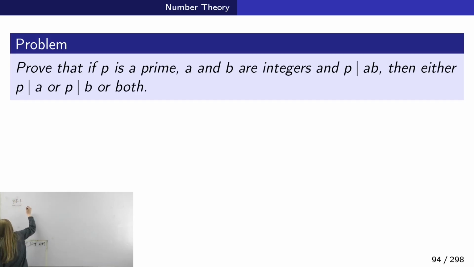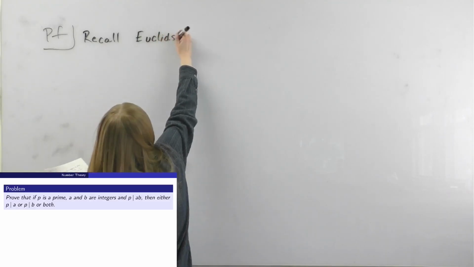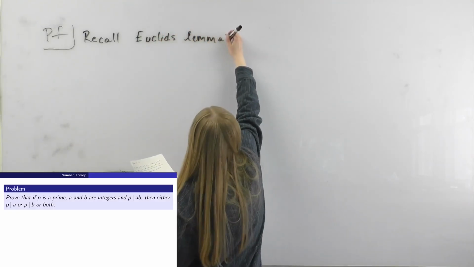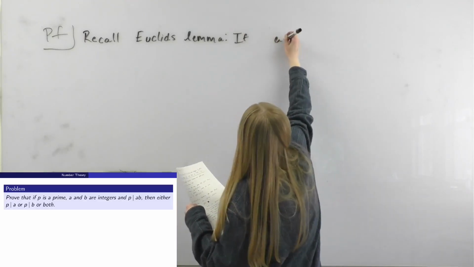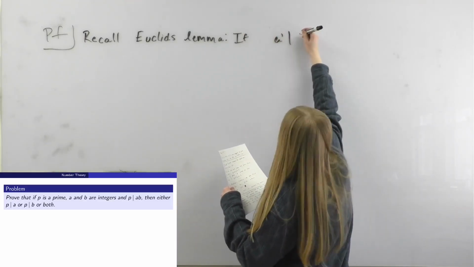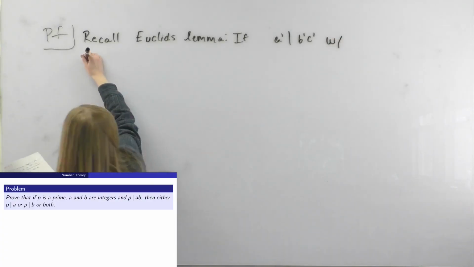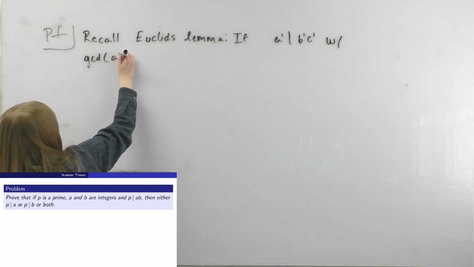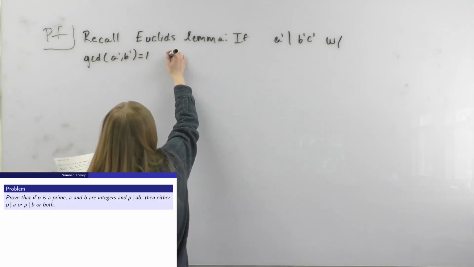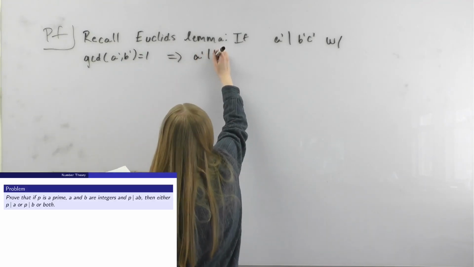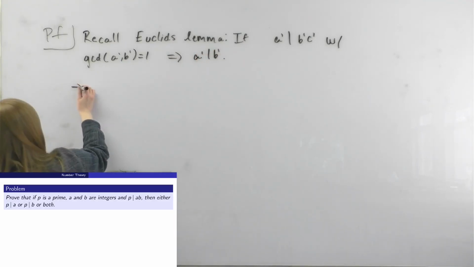Proof. Okay. So if we recall, there's nothing much to recall because I haven't talked about this before. Euclid's lemma tells us if a prime divides b'c' with the GCD of a' and b' equaling 1, then a' divides b'.